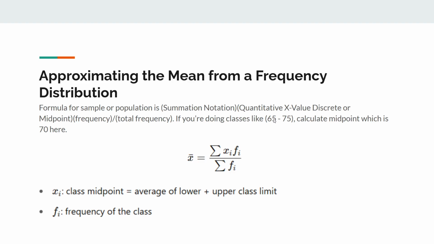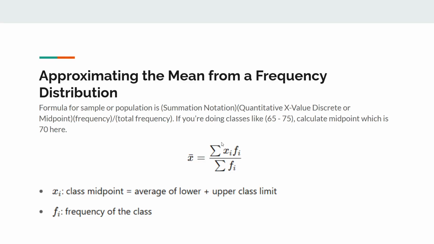If you're doing classes like 65 to 75, so any frequency or any data points that fall between these, you calculate the midpoint, which is going to be 70. And the midpoint formula is just 1/2 the range. So 1/2, 75. It's not the range. It would be adding them together and dividing them by 2. So it would be 75 plus 65 divided by 2. And you use that as basically the mean values. So then you times it by the frequency of each one.